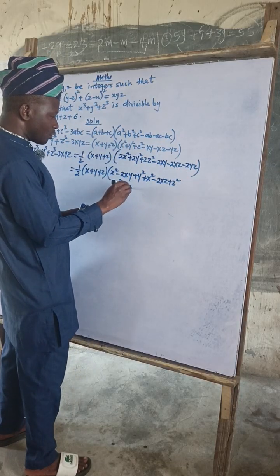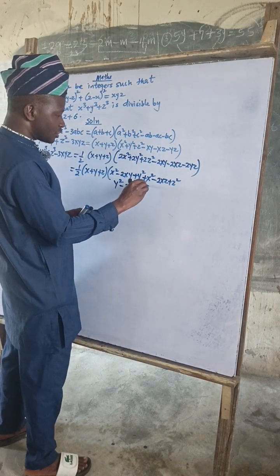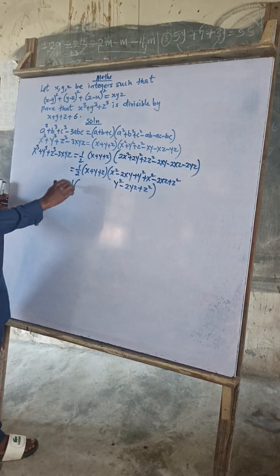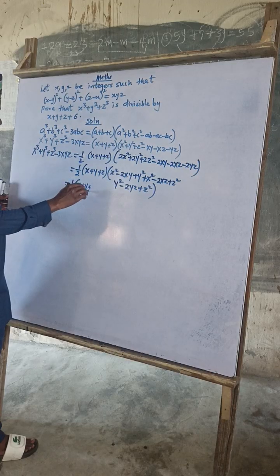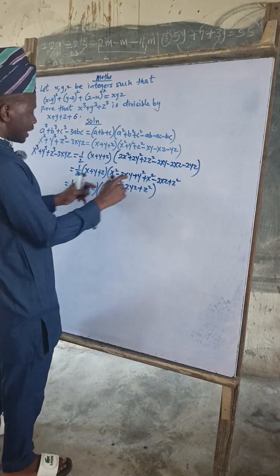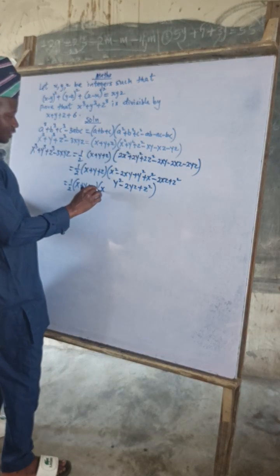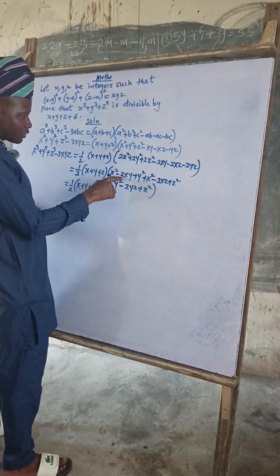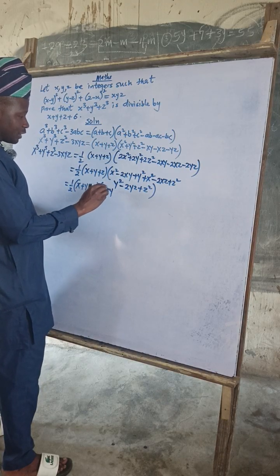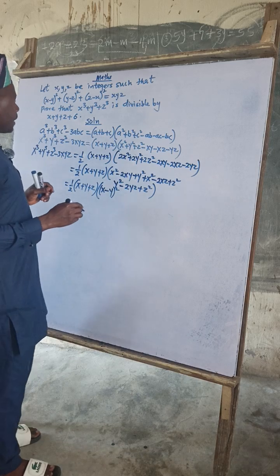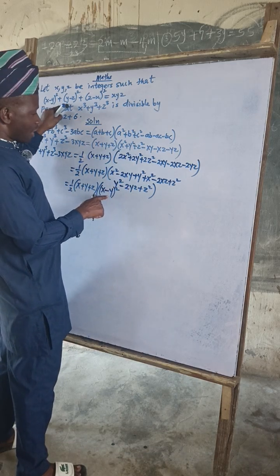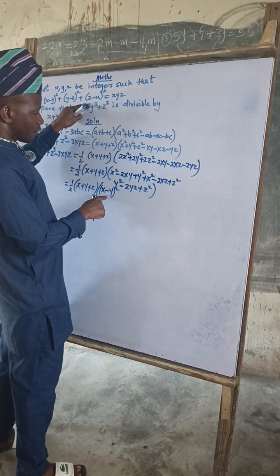In between we have minus 2yz, then plus z squared, so that we can factorize. So we have 1 over 2 open bracket x plus y plus z, then open bracket. Now when we factorize this, we are going to arrive at x squared minus 2xy plus y squared, which will give us x minus y raised to power of 2. The same thing applies here, because when you look at this very well, we have x minus y, here we have y minus z, here we have z minus x.